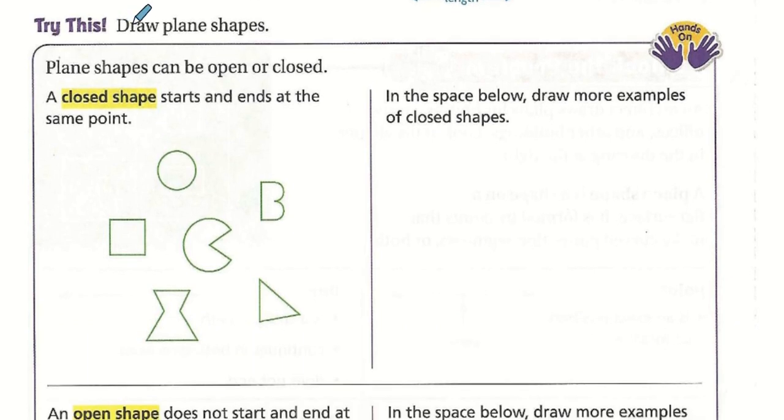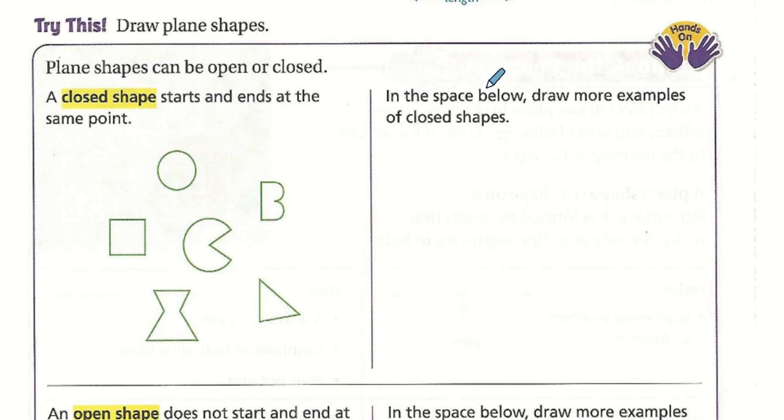Okay, look at the next part. It says draw plane shapes. Plane shapes can be open or closed. So a closed shape starts and ends at the same point. If you look at all of these, you can't get into the middle of them without crossing one of the lines. You can see a circle, wherever it starts, it's going to also stop at that same point, which means it's closed.